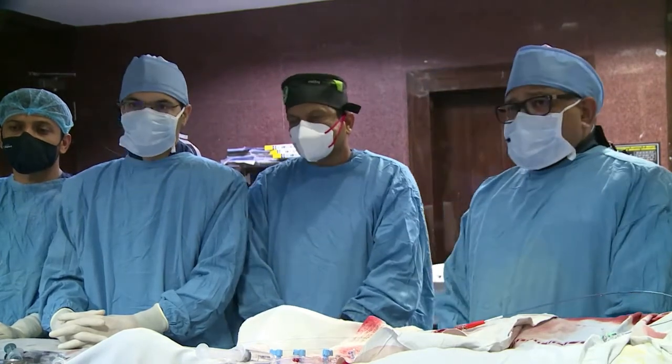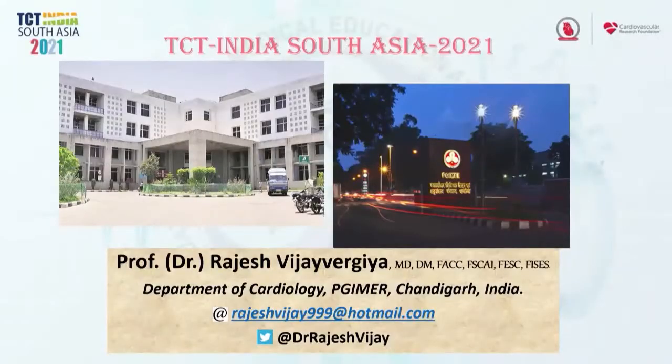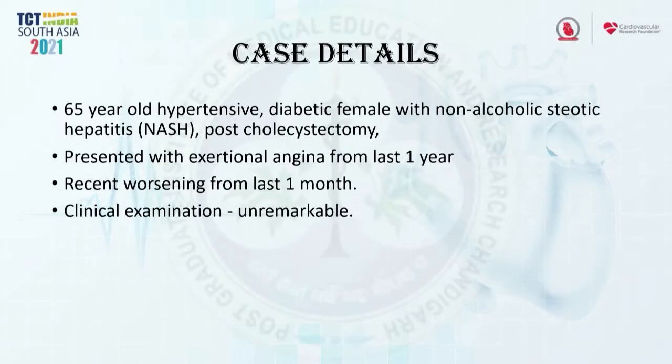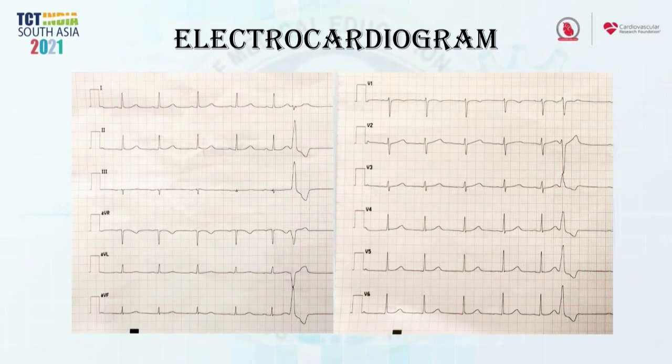Dr. Ganesh, please. Good evening from PGI Chandigarh. Our patient's clinical details: this is a 65-year-old hypertensive diabetic female with non-alcoholic liver disease, post-cholecystectomy status. She presented with exertional angina for the last 1 year with increasing severity, worsening with episodes of rest pain since the last 1 month. Clinical examination was unremarkable.